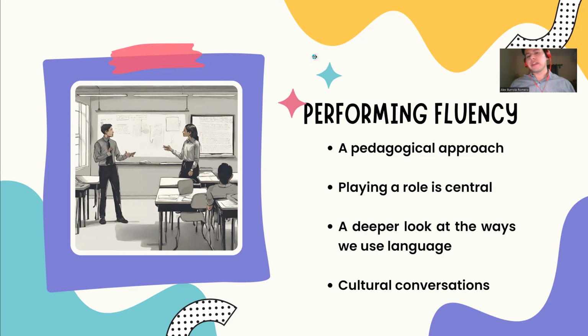Okay, so we have a little more information about each one of the 4 parts. The first one was performing fluency. This one should have a pedagogical approach. This means not only taking the activity and using it just like that. No, it has to have a why, a purpose. Playing a role should always be central. It's going to have as well a deeper look at the ways we are going to use the language, and it should have cultural conversations for the students.